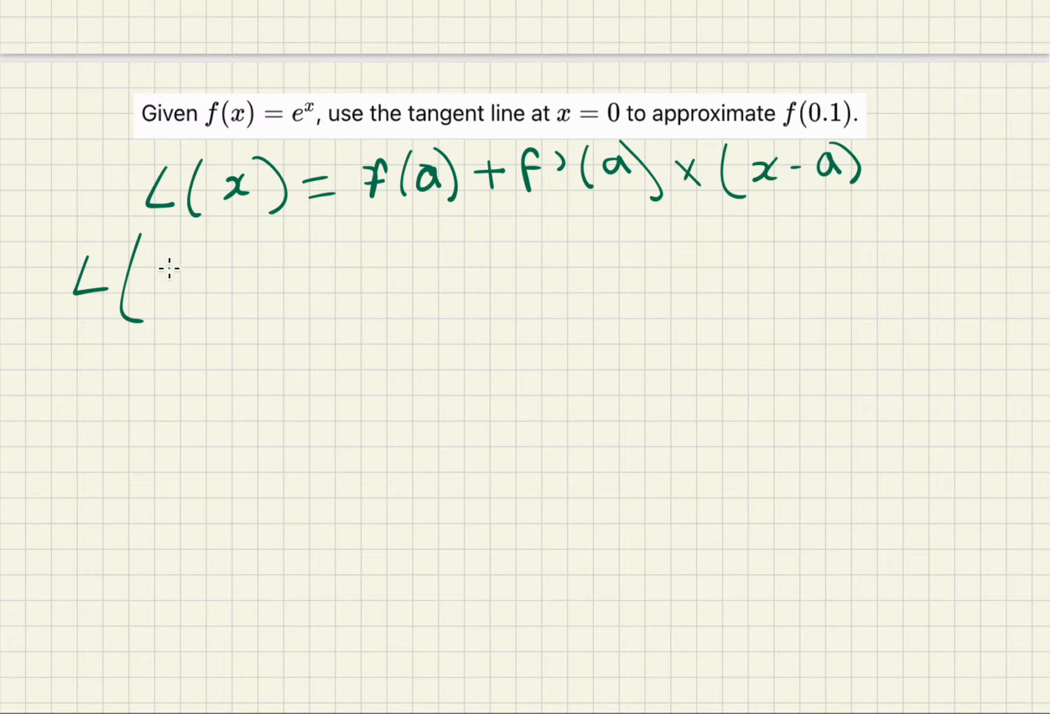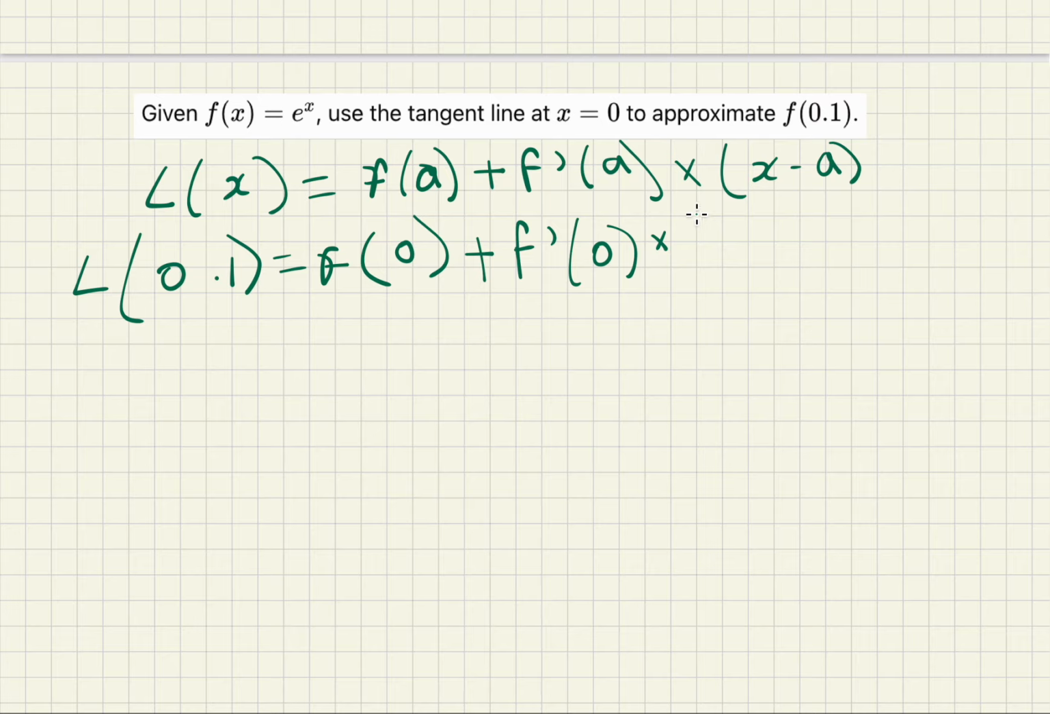X, what we're approximating, is 0.1. A, the constant, the value of x at the tangent line, is 0, so f of 0 plus f prime at 0 times x, which is 0.1, minus a, which is 0. Now we can plug in 0 into e to the power of x, and e to the power of 0 is 1, plus f prime at 0.